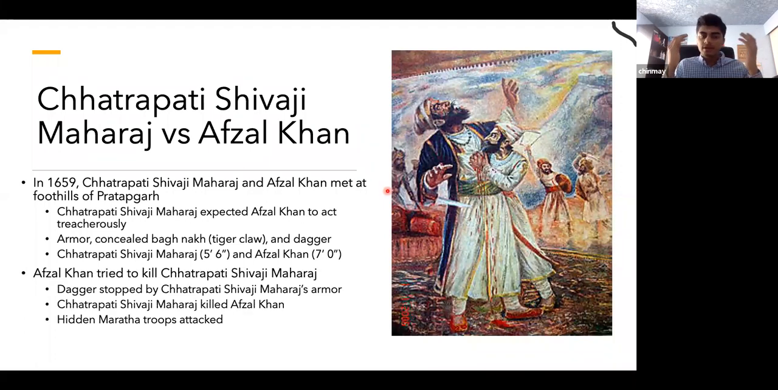So Afzal Khan tried to kill Chhatrapati Shivaji Maharaj, as Shivaji expected. While hugging Shivaji, Afzal Khan took his dagger and tried to stab Shivaji in the back. But since Shivaji wore armor underneath his clothes, the dagger was stopped by the armor. And using the tiger claws, Shivaji dug them into Afzal Khan's chest and disemboweled him. And he killed Afzal Khan.